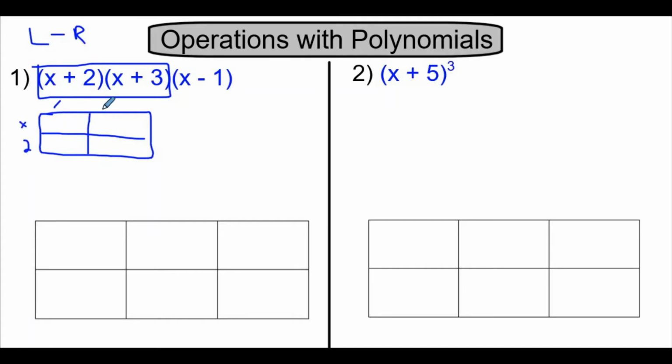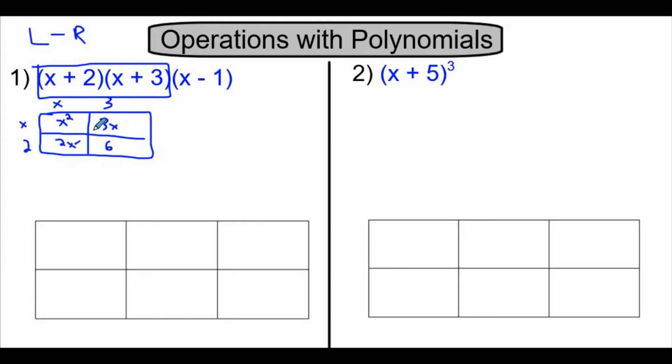This is my row, so I'm going to put it here. So x times x is x squared. x times 3 is 3x. x times 2 is 2x. And 2 times 3 is 6. So I'm actually just going to write that answer right here.